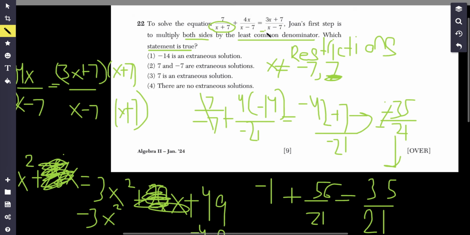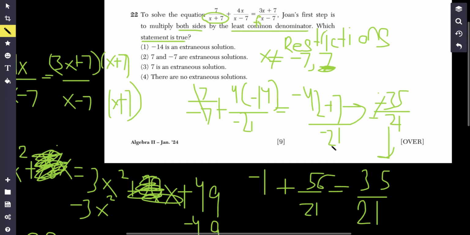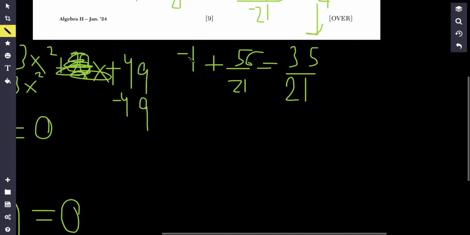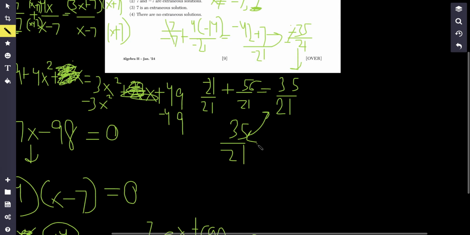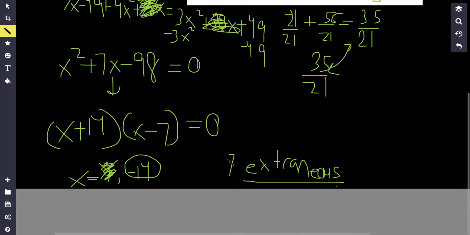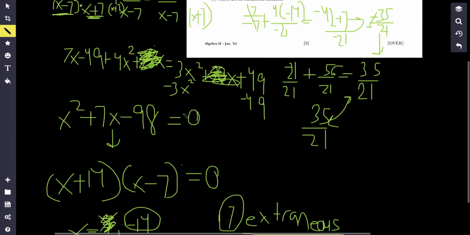Because if you plug in negative 14 for x here, you get negative 14 minus 7, or just negative 21. And if you actually just do this, you can rewrite 1 as negative 21 over 21. So combine the fractions together. 56 minus 21 is 35. And these two things are equal to each other. So negative 14 works as a solution. So the only answer that makes sense is negative 14, and 7 is an extraneous solution, because that's the fake answer that we got when we were solving the problem.